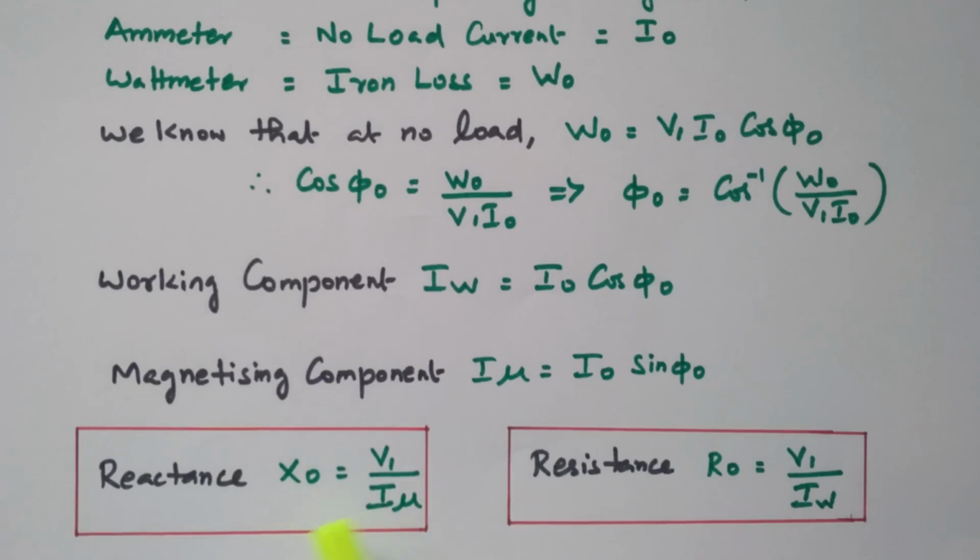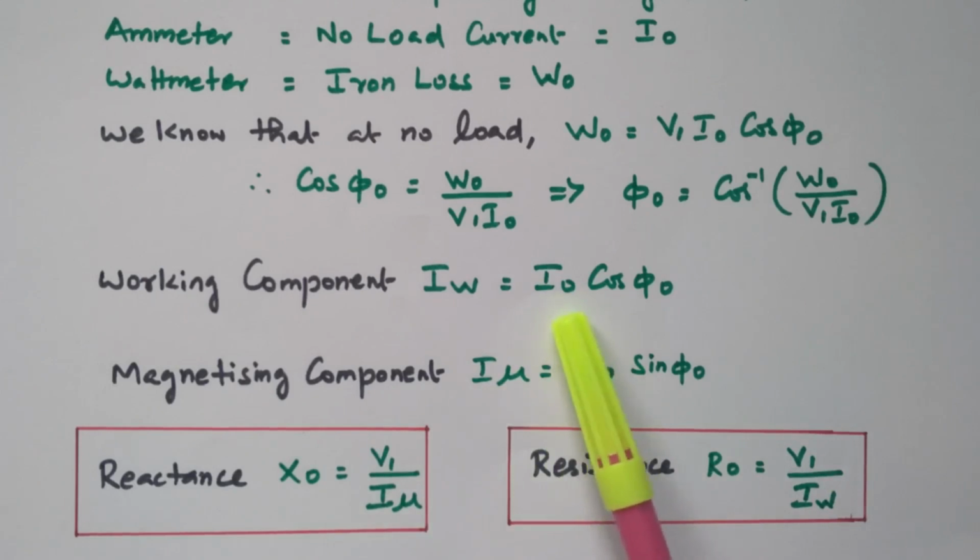So X naught equals V1 by I mu, R naught equals V1 by IW. So in this we discussed the open circuit test. Our final aim is to find X naught and R naught, that is given by V1 by I mu and V1 by IW. This V1 is nothing but the rated voltage read by the voltmeter. This IW and I mu are calculated from these two formulas.